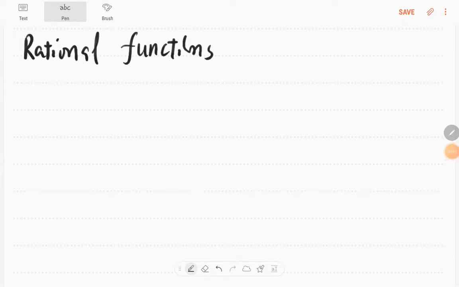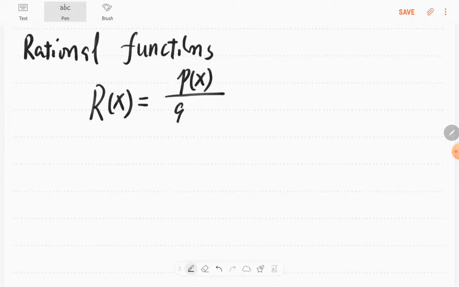I want to talk about rational functions. A rational function is given by, we call the given name R(x) or f(x), it doesn't matter. Here I use R(x), which is equal to P(x) over Q(x).